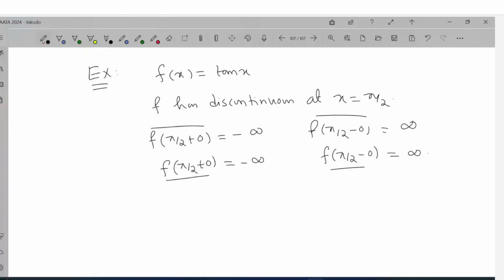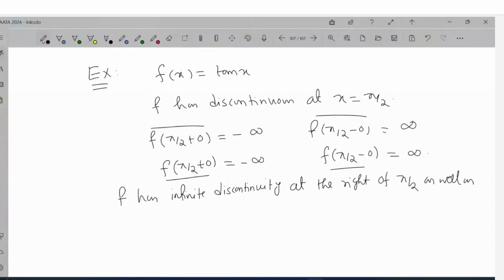So f has infinite discontinuity at the right of pi by 2 as well as at the left of pi by 2.